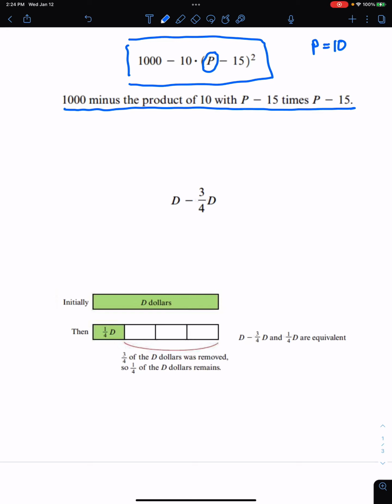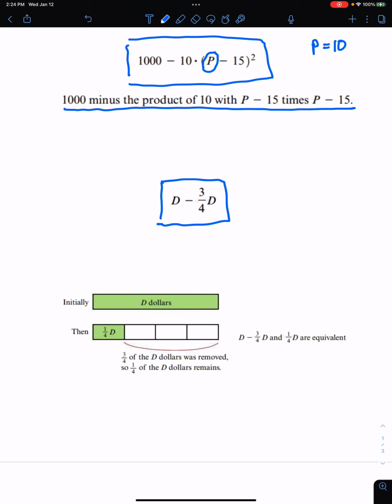Now that we know what a variable is, we can take a look at operations that we can do with variables. And most of them are pretty straightforward. But I also want you to see how we can write expressions that are called equivalent expressions with variables. So I have this expression again on my screen, d minus 3/4 d.